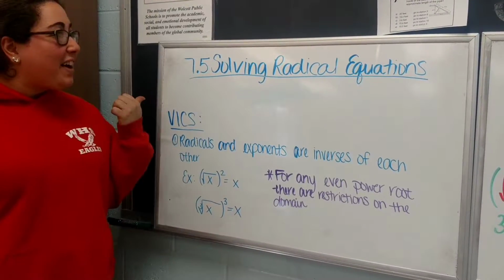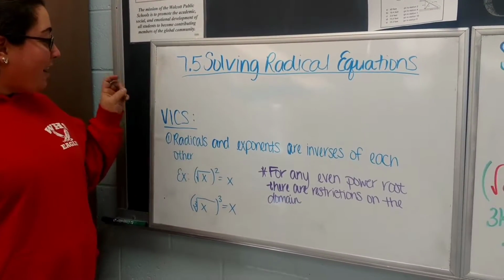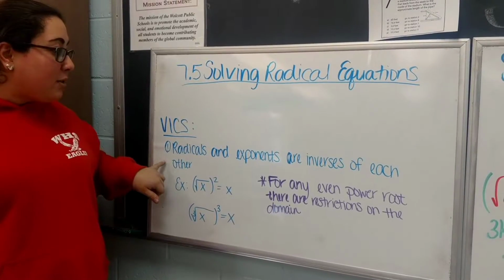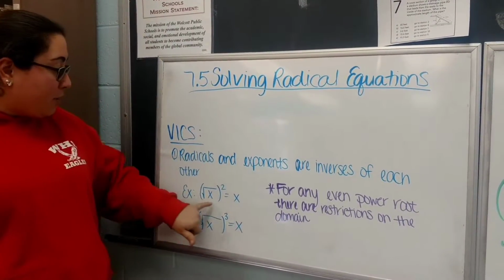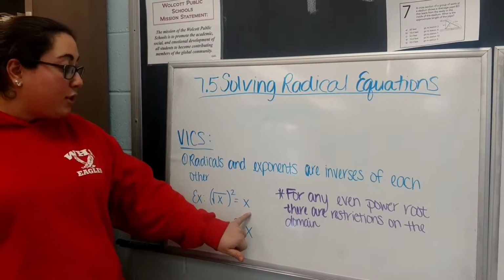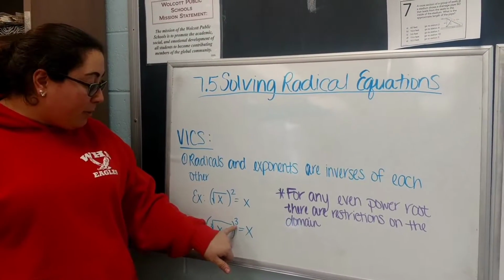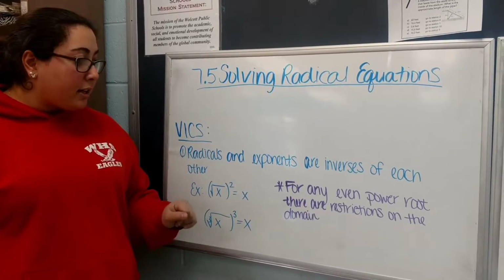So this is 7-5, solving radical equations. And for this, you want to remember that radicals and exponents are inverses of each other. When you have a square root and a square, they undo each other. They cancel each other out to become just x. A cube root and a cube, they undo each other to become just x.